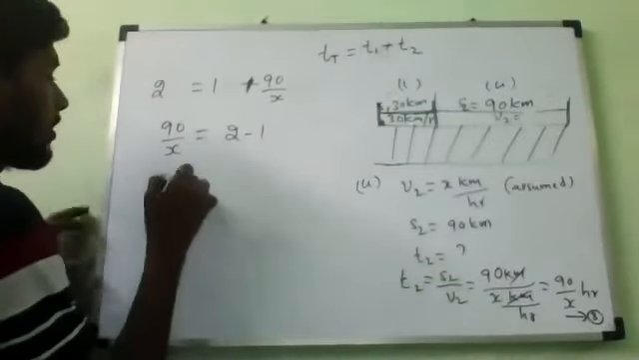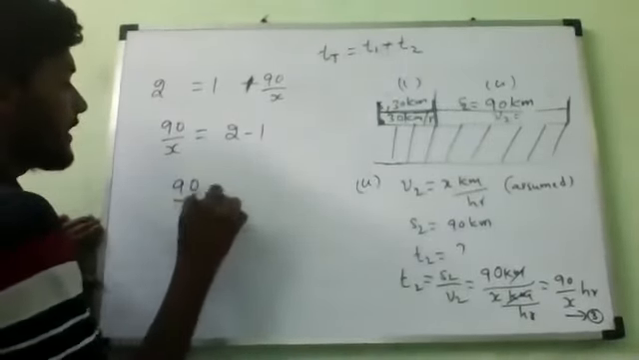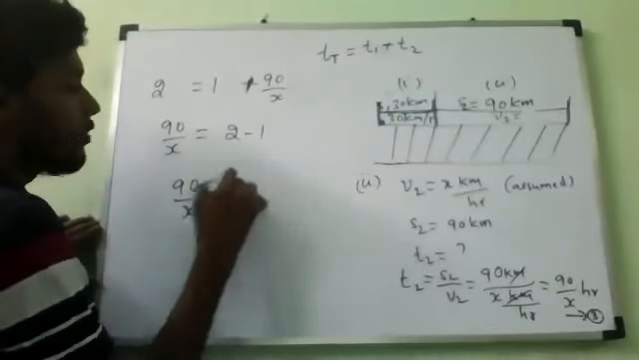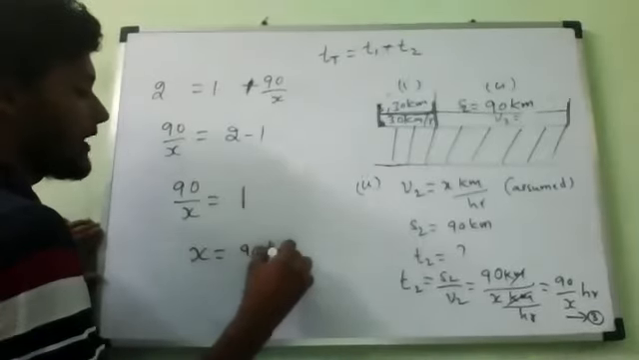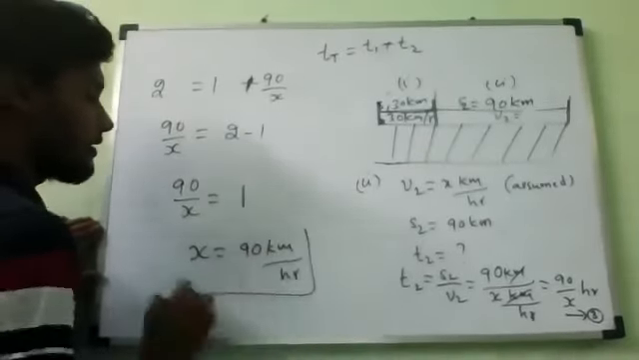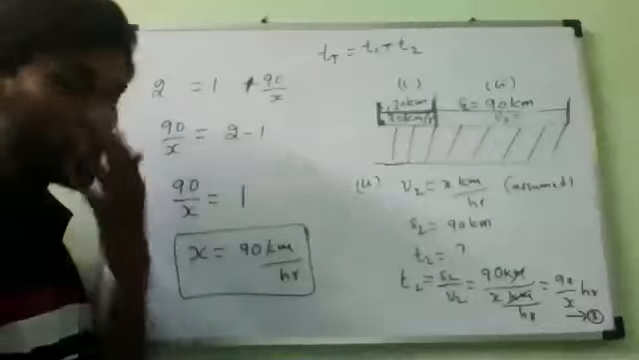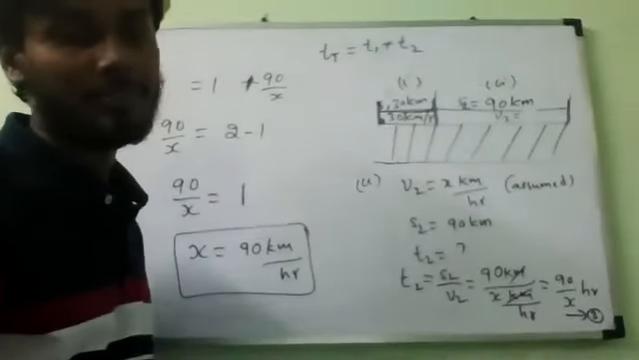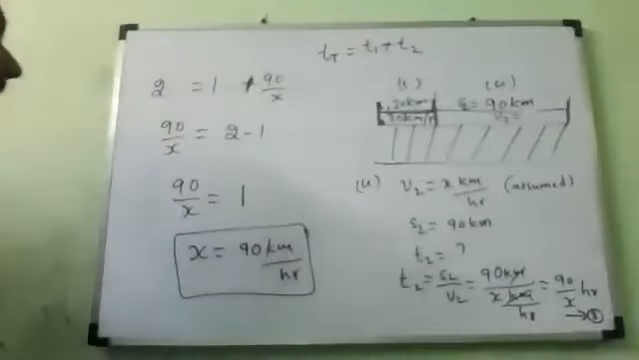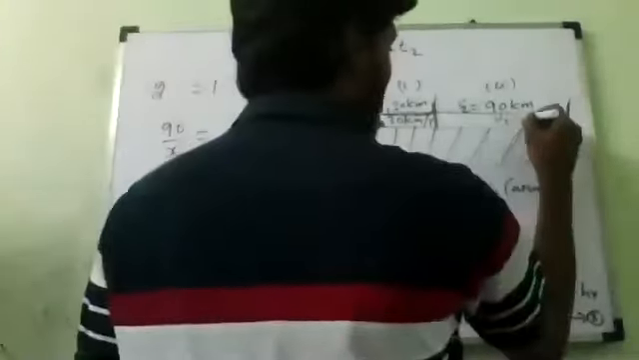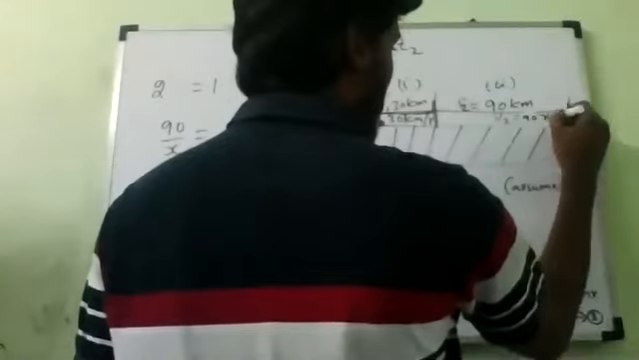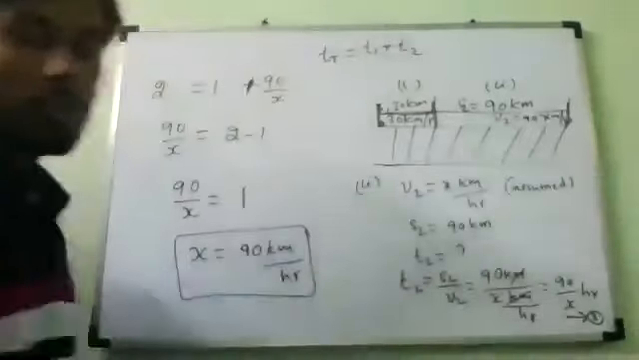Now 90 by x equals 2 minus 1, which means how much? 1. Now x equals 90 kilometers per hour. Is it right or wrong? That's all. X equals how much? 90 kilometers per hour. That's all. You understood or not?